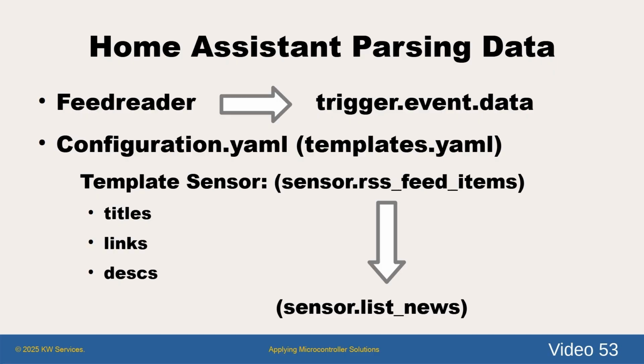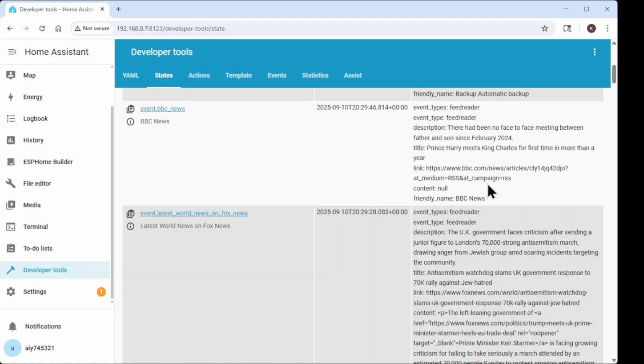We created a card in our lab dashboard that fetches information from the template sensor. You will recall it from the second demo. However, this information needed to be filtered further for ESPHome. So we created a second template sensor called List News 1. Since the event data is only provided occasionally, we can use the Developer Tools States screen to review the content in RSS Feed 1 and the filtered data in List News 1.